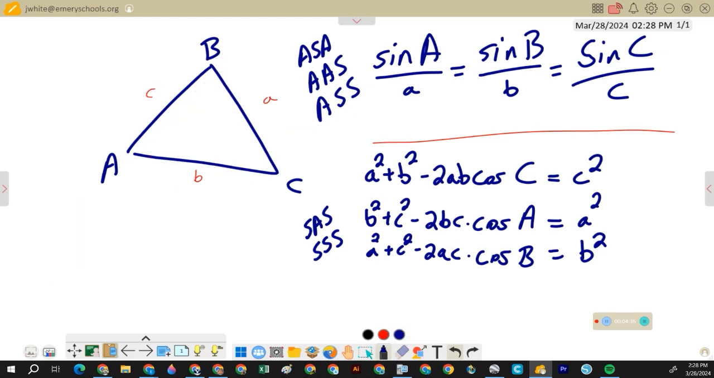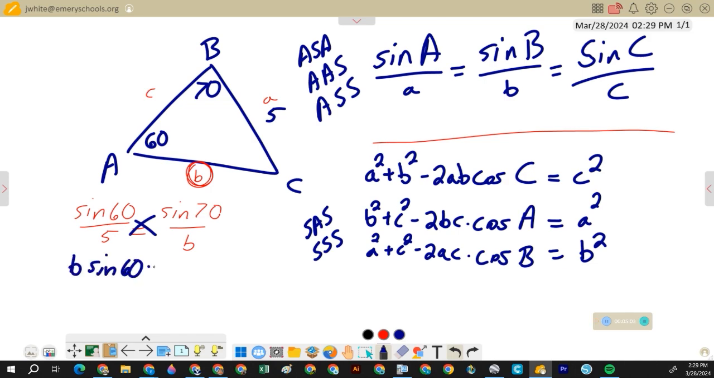All right. So let's do an angle angle side. So let's say 60, 70, and 5. So the sine of 60 over 5 is equal to the sine of 70. Oh, let's say I want to solve for b. Sine of 70 over b. So we cross multiply. b sine of 60 equals 5 sine of 70. Divide this by the sine of 60, and that will tell me side B. Okay, so that's not too bad.